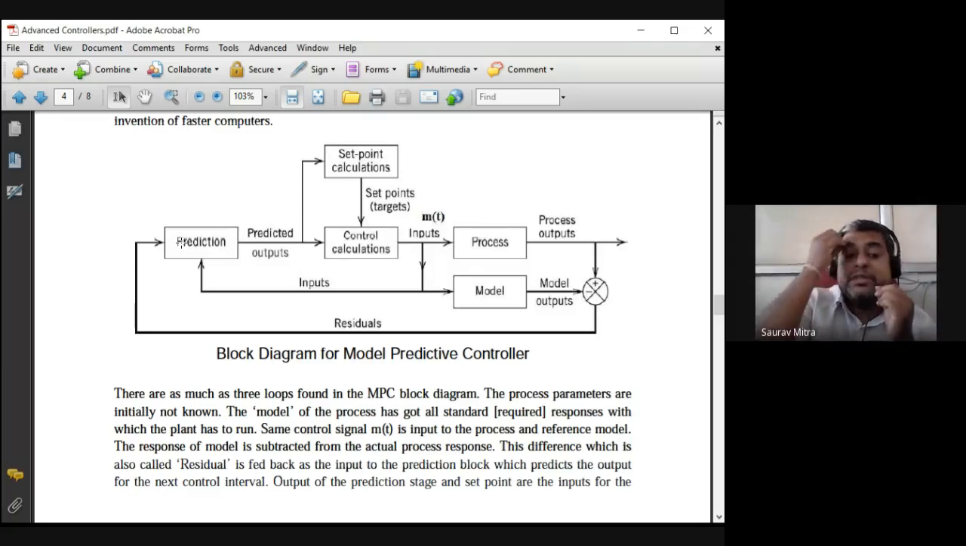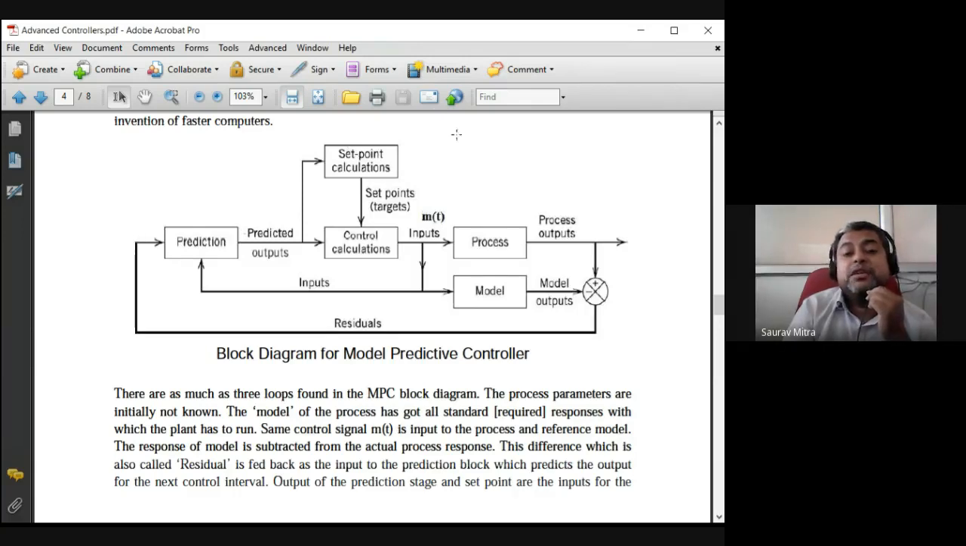Whatever predicted output is there, as soon as that is given to the set point calculation, it will generate some control instruction for the controller. And those control instructions are coming to the controller. Here the control actions are again taken, and sent to the process. Whatever process output is there is measured with respect to the model output. So model output is the ideal output, process output is the output with error. Depending on their difference, or the residual amplitude, the prediction happens.